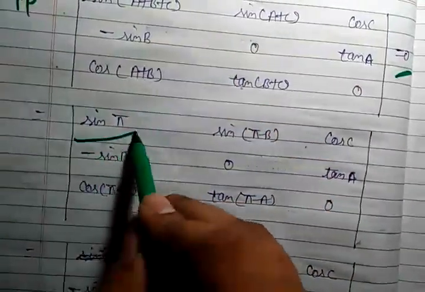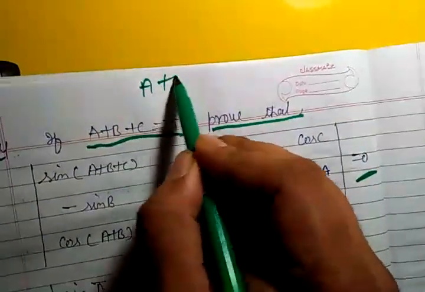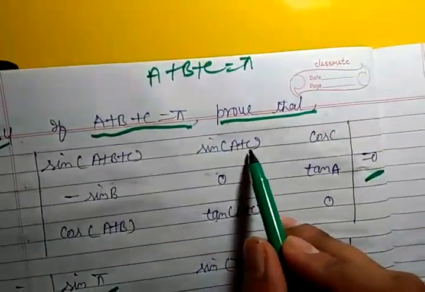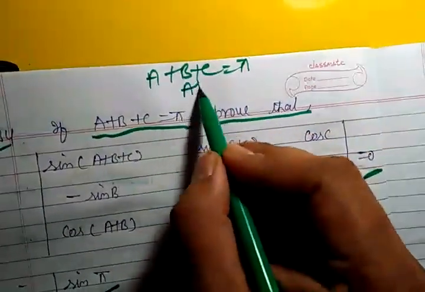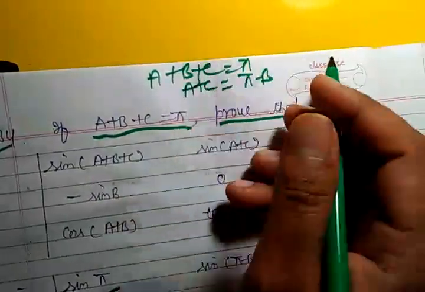Okay, so you can see the given value of a plus b plus c is given, so we will put the value of a plus b plus c, so it will be sine pi. And here the value of a plus c we have to find out. What will be a plus c? From a plus b plus c equals pi, a plus c will be pi minus b, as b goes to the right side. Okay, so we will put the value of a plus c as pi minus b, and cos c as it is.